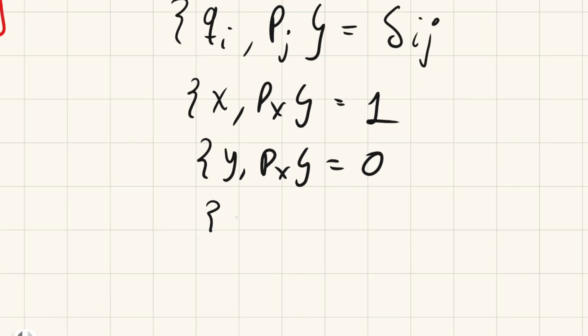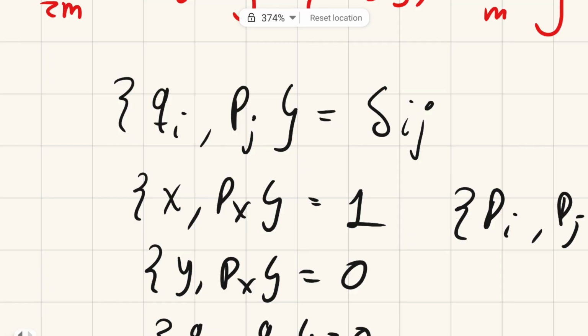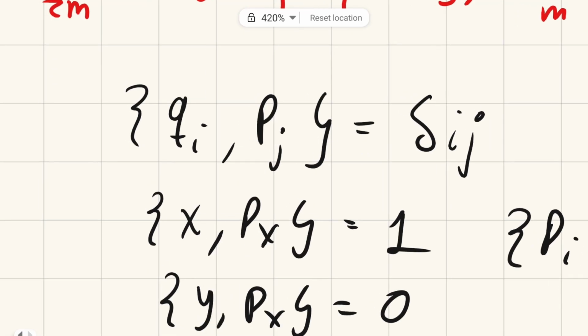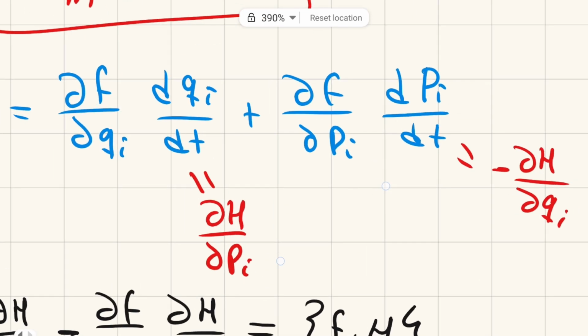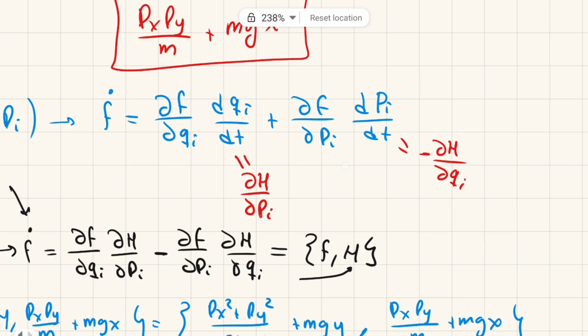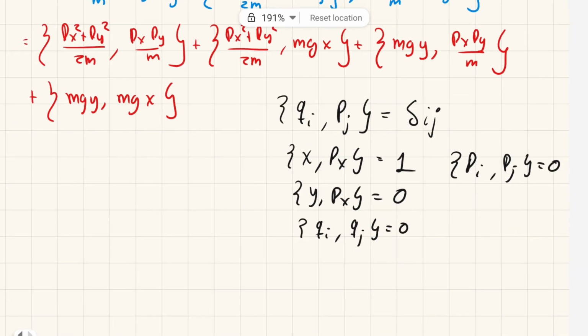And for example, the qi's with the qj's are going to be equal to 0, and the pi with the pj is going to be equal to 0. This is important because it is telling us that only when we calculate the Poisson brackets of the generalized coordinate and its conjugate momenta, we are going to get something different from 0. Well, this is a consequence of the definition. If you use the definition, you can show very easily these relations that I have here.